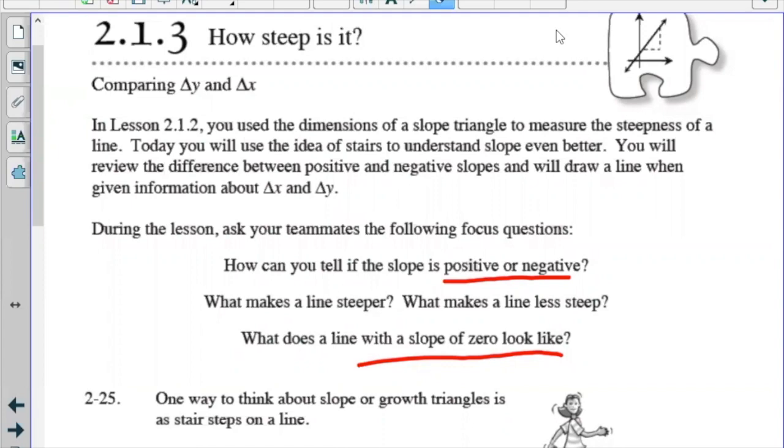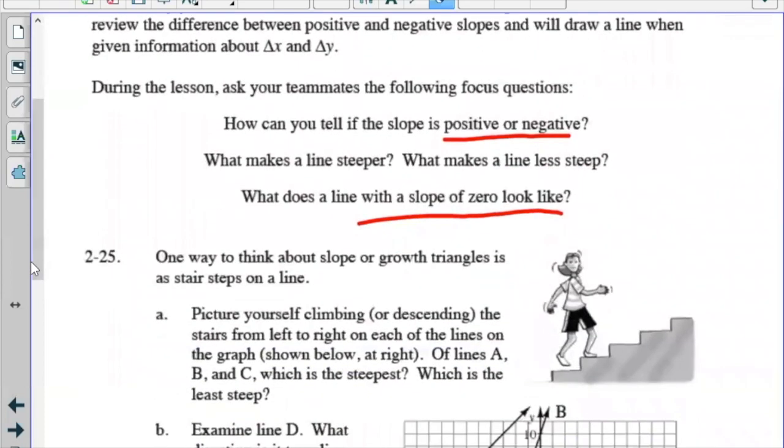During this lesson, some focus questions. How can we tell if a slope is positive or negative? What makes a line steeper? What makes a line less steep? And what does a line with the slope of 0 look like?